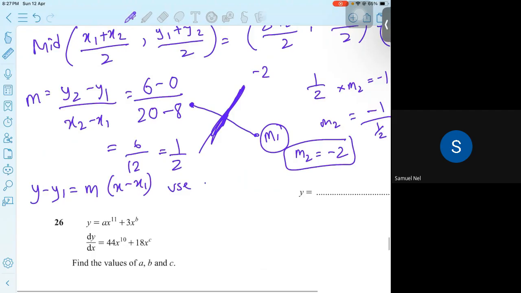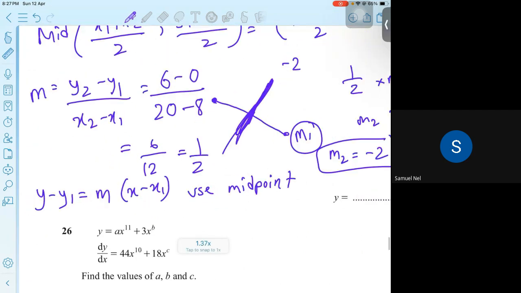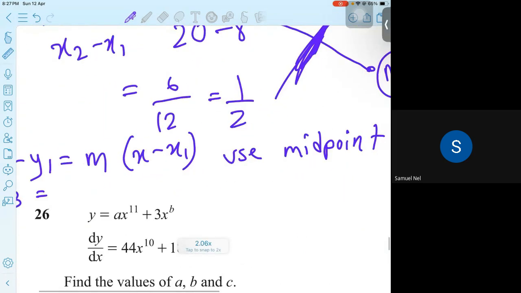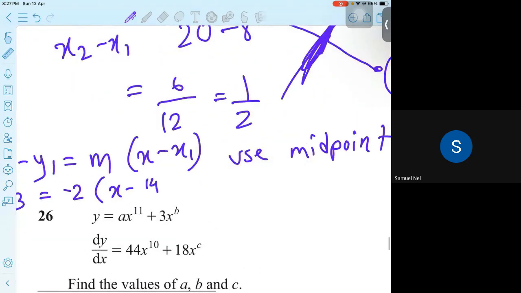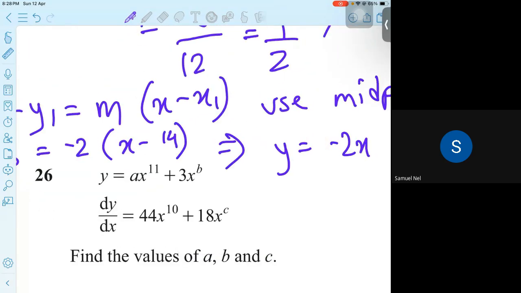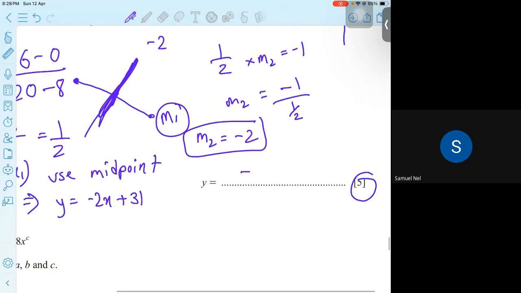Use the midpoint, which we already have here, 14, 3. So y minus 3 is equal to, the m value is -2, x minus 14. So this comes out to be y is equal to -2x, -2 times -14, that is +28, +28 plus 3, that is +31. I hope you get this.